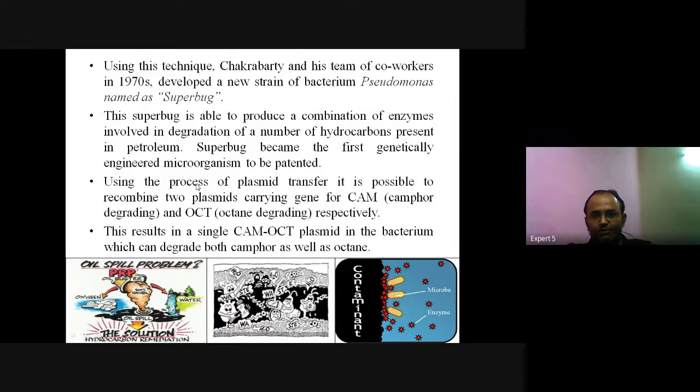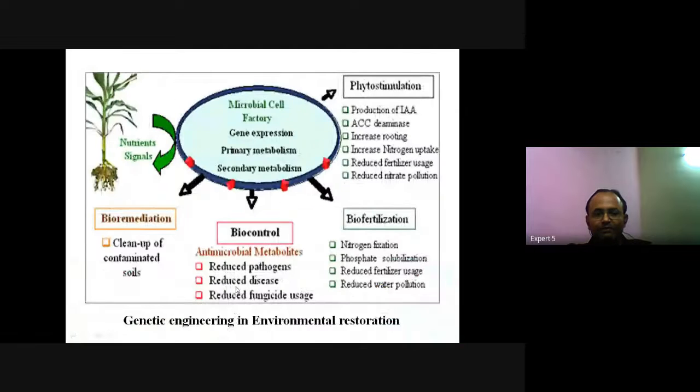Using the process of plasmid transfer, it is possible to recombine two plasmids carrying genes for CAM and OCT, meaning camphor degrading and octane degrading respectively. This results in a CAM-OCT plasmid in the bacterium, which can degrade both camphor as well as octane. Meaning this particular superbug is capable of degrading the camphor as well as octane in the petroleum. These are some other applications of genetic engineering in environmental remediation.